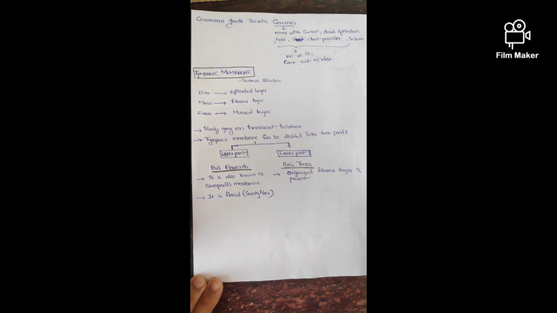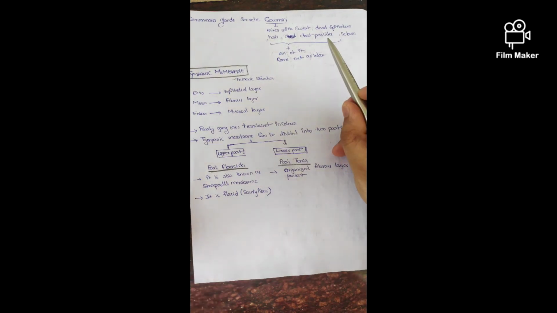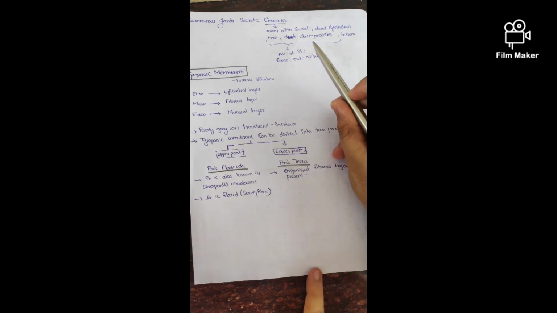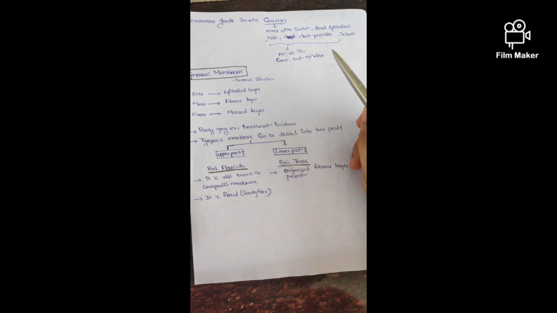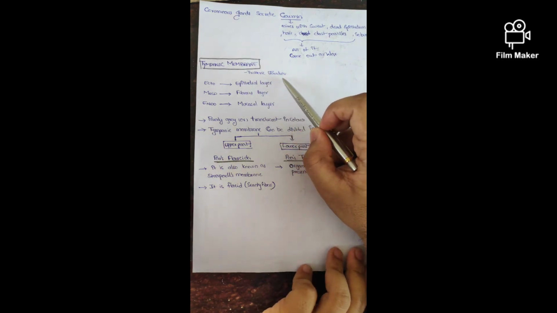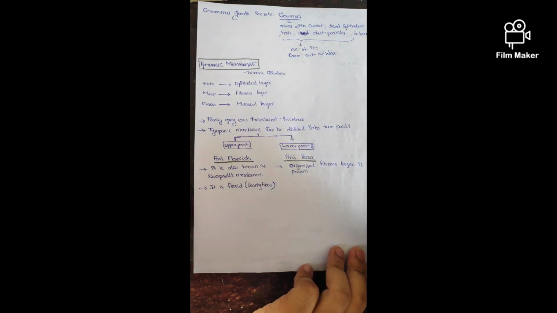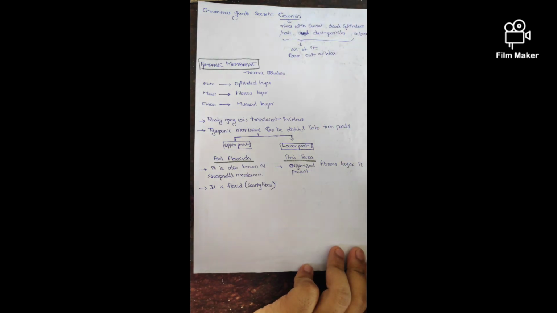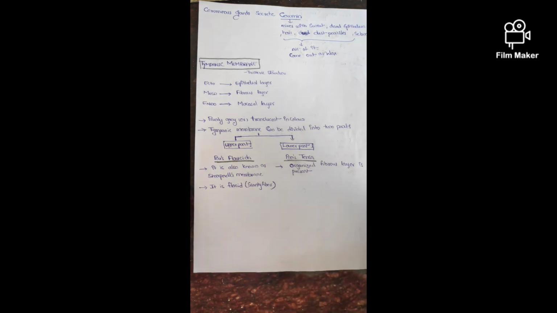Ceruminous glands secrete cerumen, which mixes with sweat, dead epithelial cells, hair, dust particles and sebum. All of it will come out as earwax. Tympanic membrane. The tympanic membrane is a trilaminar structure. It is made up of ectoderm, mesoderm and endoderm. Ectoderm forms the epithelial layer of the tympanic membrane, mesoderm the fibrous layer, and endoderm forms the mucosal layer.